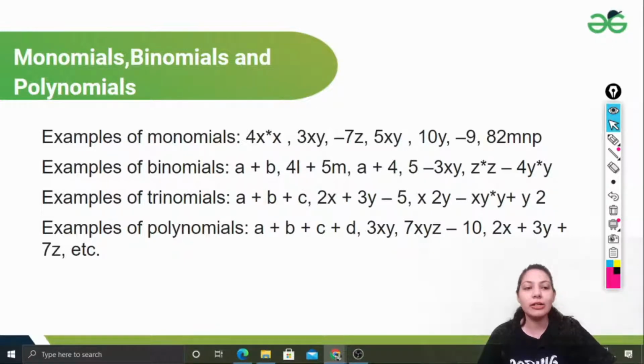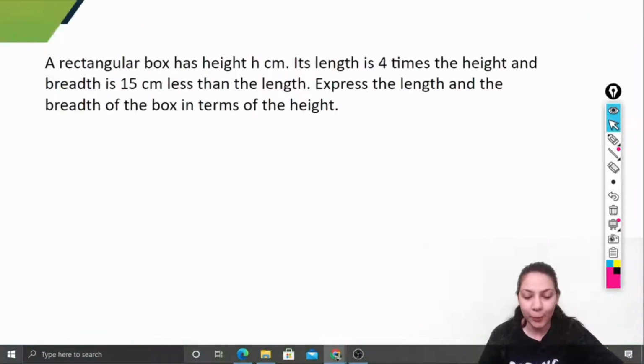Then we were left with the operations on algebraic equations, so we'll cover that today. And also we will cover some questions based on these topics, that is expressions, equations and so on. So let us directly start with our questions part.